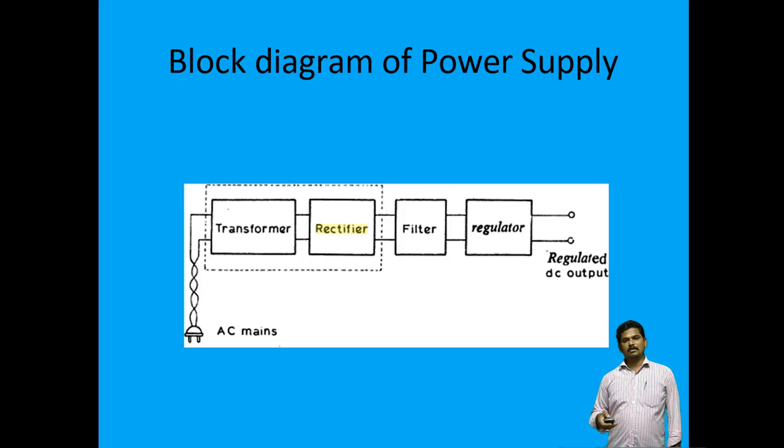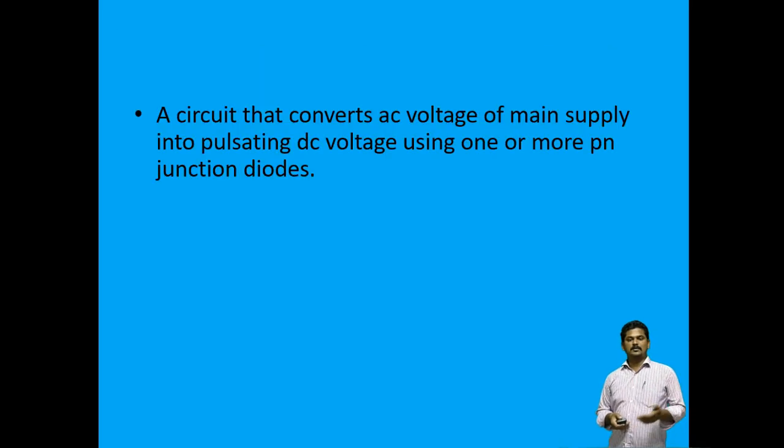After that, the output of the rectifier is connected to the filter circuit. Generally, for these filters we use RLC combinations, and a low pass filter is connected in the circuit. The output of the filter is connected to the regulator, and the output of the regulator will be the regulated DC. A rectifier is a circuit that converts the AC voltage of the main supply into pulsating DC voltage using one or more PN diodes. But in half-wave rectifiers, we are using only a single PN diode.